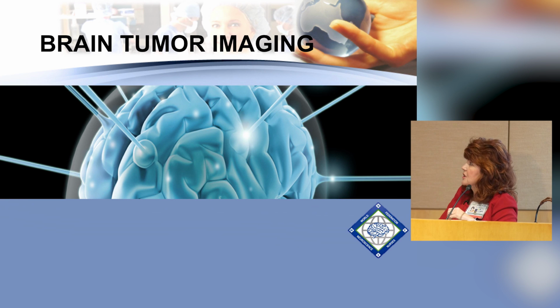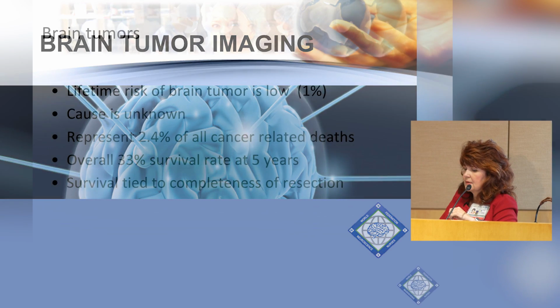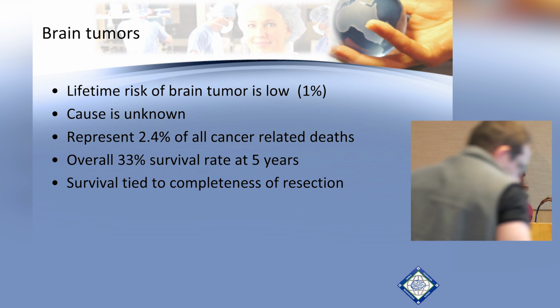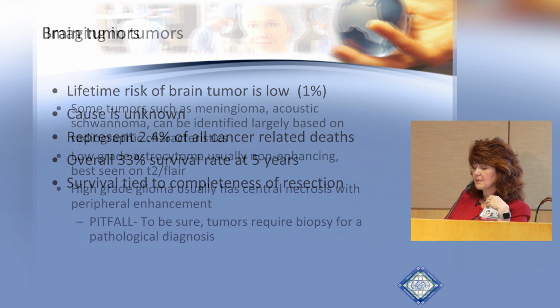Okay, let's turn our attention quickly to brain tumors. So the lifetime risk of developing a brain tumor is actually relatively low. It's 1%. The cause of brain tumors developing is really unknown. It represents 2.4% of all cancers. And the survival is really tied to the completeness of resection. So if you can get all the tumor out, then you're more likely to be successful with managing the brain tumor.